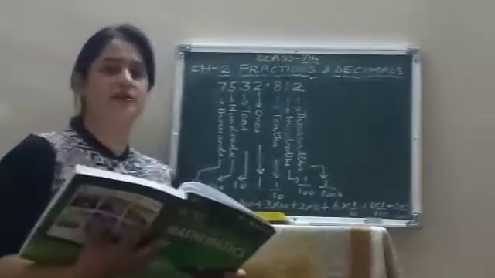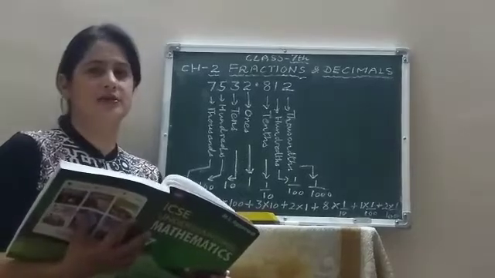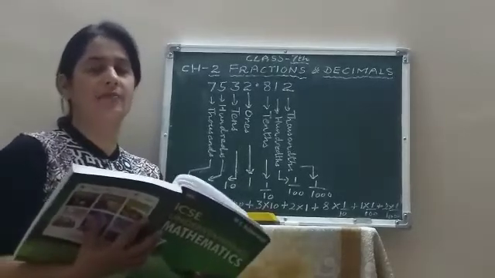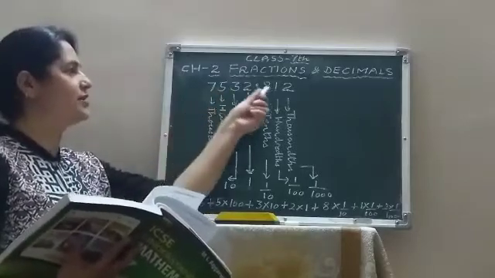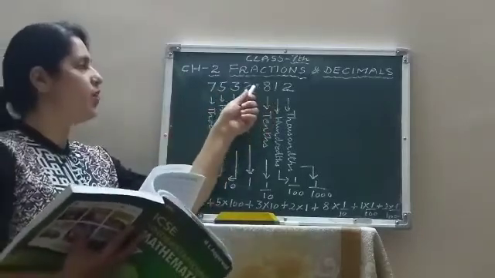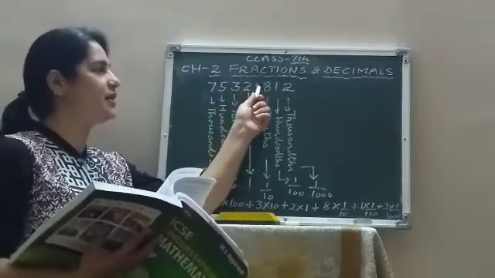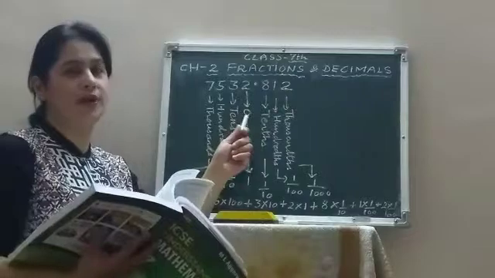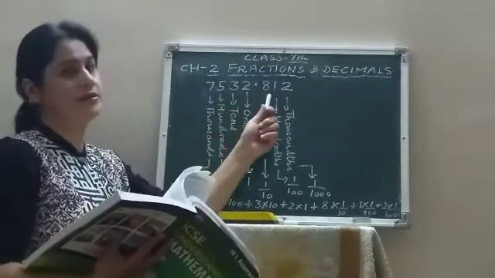Hello class 7. So let's continue our chapter number 2, fractions and decimals. Children, today we will study about decimals. See students, can you see this number? So the small dot between the digits, this represents the decimal point. This is called decimal. Now how will you read this number?